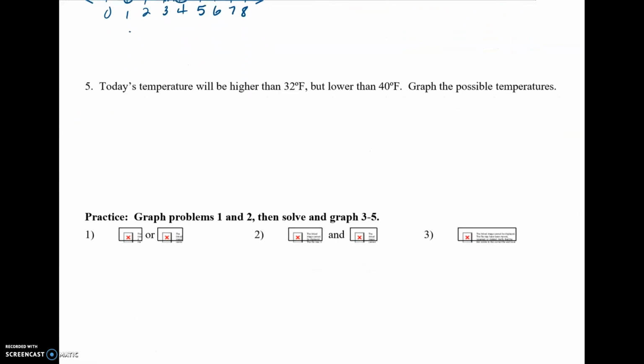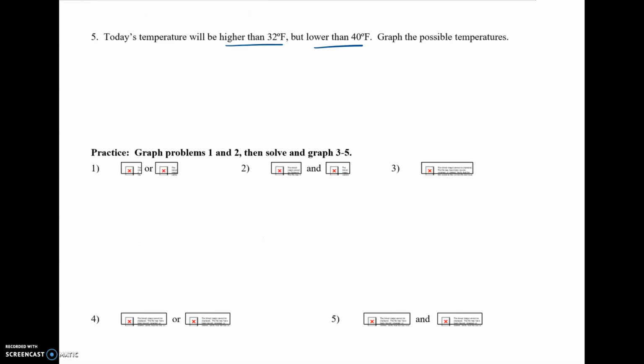Number 5 says today's temperature will be higher than 32 degrees, but lower than 40 degrees. This tells me that this is going to be a compound inequality, which is a conjunction, an and statement. So lower than 40 means less than, but higher than 32. Remember, if the 32 goes on this side, that means x is greater than 32 degrees. So we're ready to graph this.